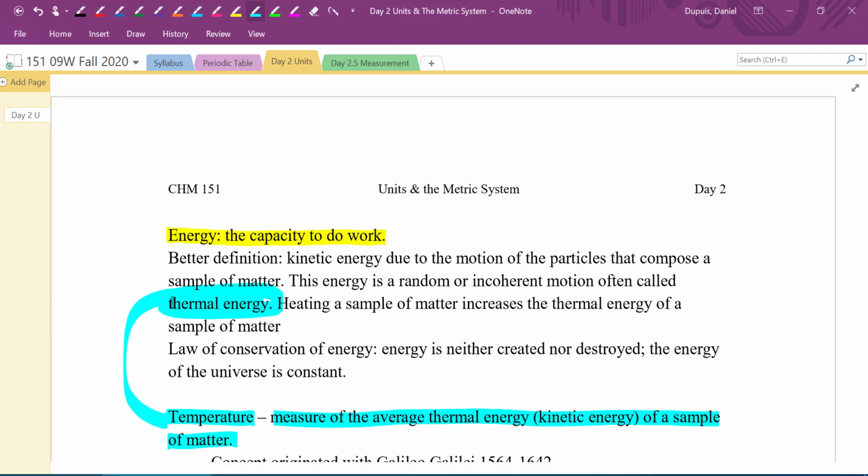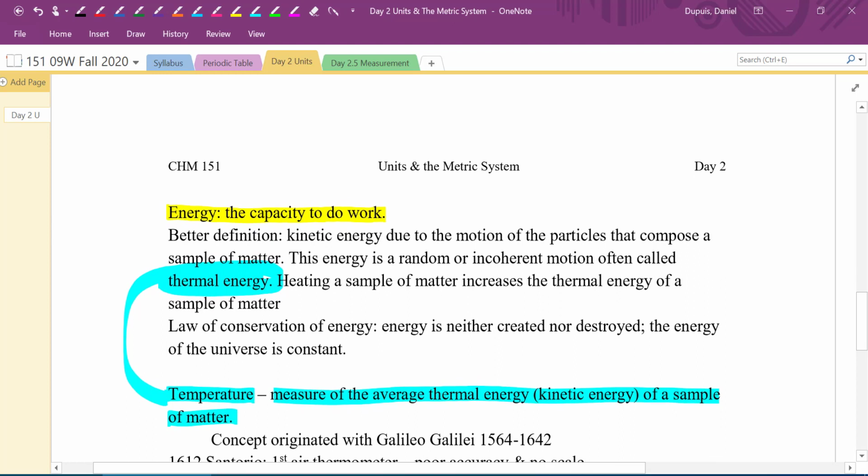We'll talk more about this when we get to the thermodynamics or thermochem chapter, but thermal energy is how much energy a molecule has. Heat is the collection of thermal energy. So temperature and heat are not quite the same thing. There's a law of conservation of energy: energy is neither created nor destroyed, and the energy of the universe is constant.